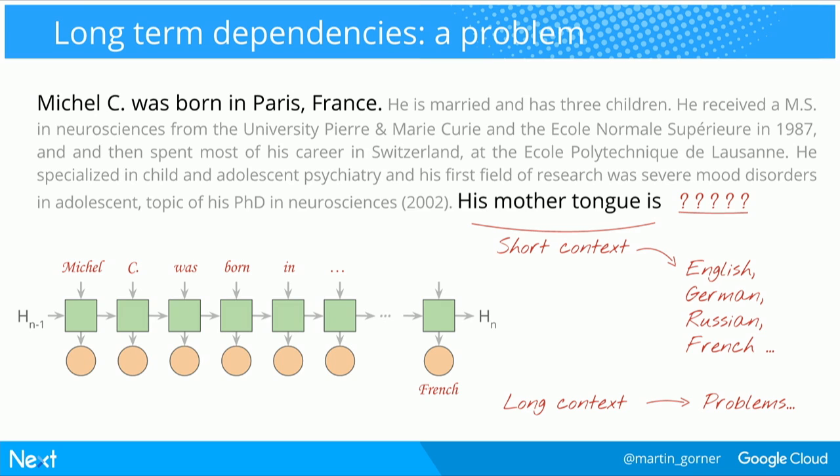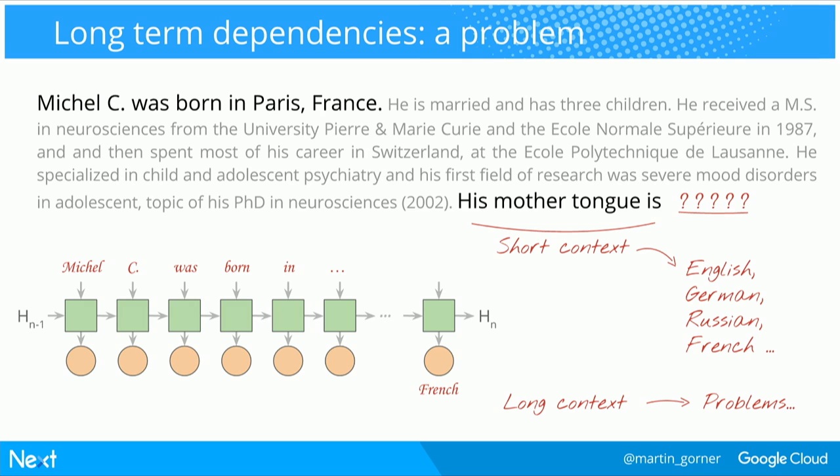So we have this sentence, Michael was born in Paris, blah, blah, blah, and at the end we have his mother tongue is. So if we train this model on English, probably it will have figured out that his mother tongue is followed by the name of a language, like English, German, Russian, something. Here, however, the correct answer is French, because this guy was born in France.